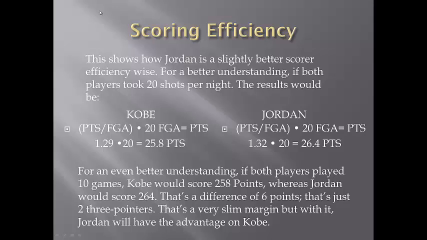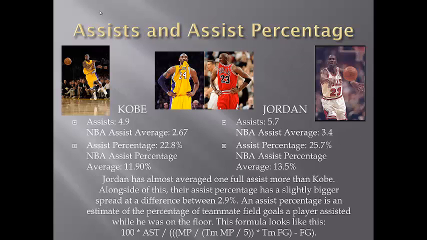So for an even better understanding, if both players played 10 games, scoring that amount, Kobe would score 258 points, whereas Jordan would score 264. That's a difference of 6 points. That's just 2 3-pointers. So if Kobe wanted to take 2 more shots beyond the 3-point arc and make them, that's the difference. It's a very slim margin, but with it, Jordan will have the advantage on Kobe.